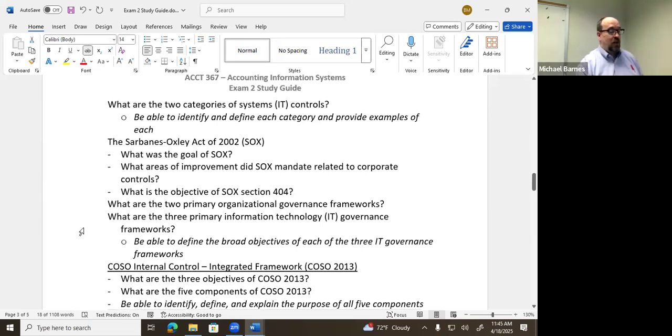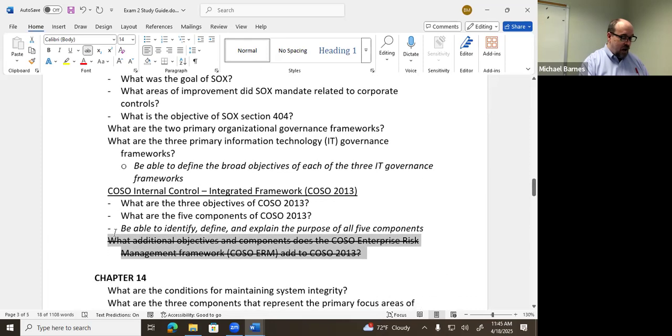3 primary information technology governance frameworks. That is COBIT, ITIL, and the ISO 27000 series. So be sure that you understand the broad objectives of each of those 3 governance frameworks. Okay, because those three governance frameworks definitely had three different objectives in mind when they were created. They are all related to IT governance, and you need to know what each one is meant to accomplish. So make sure you take a look at those.